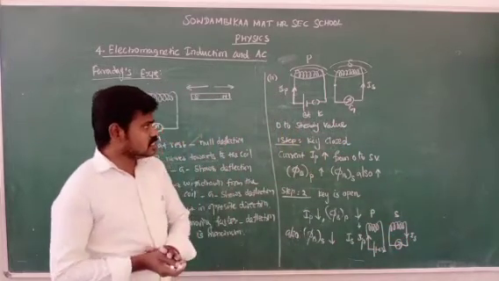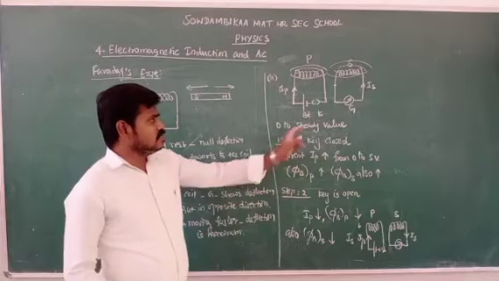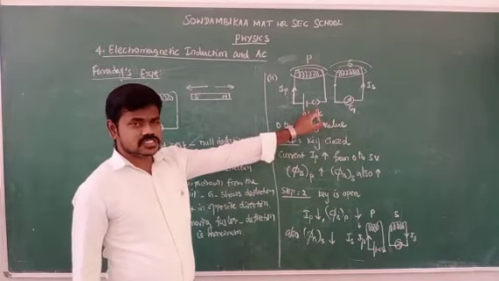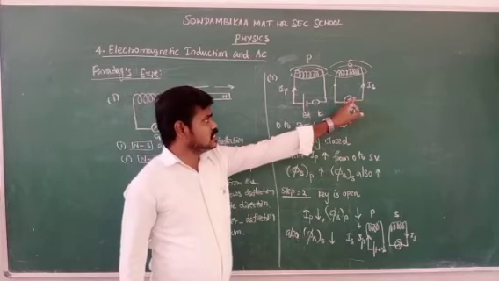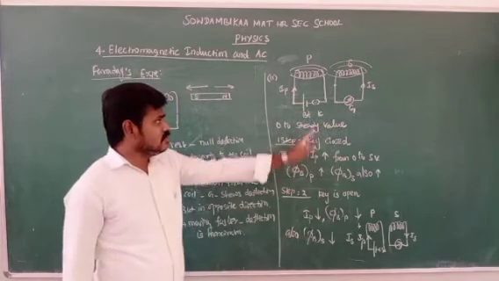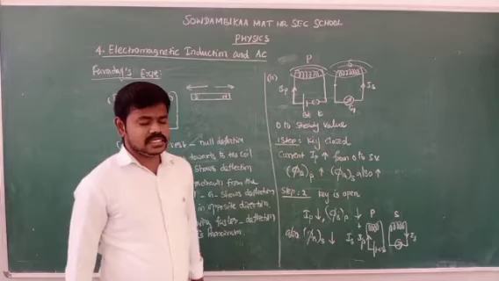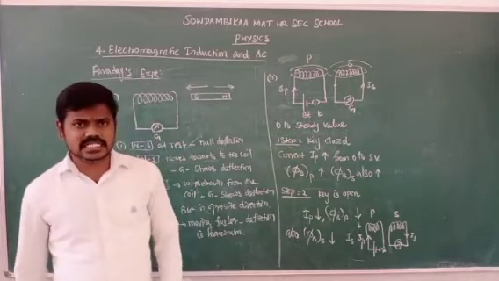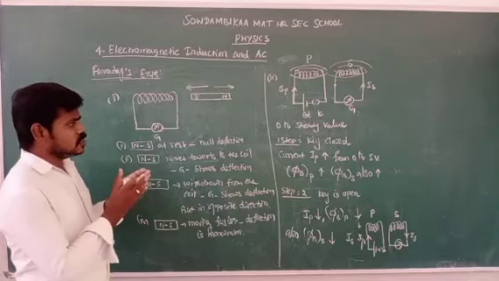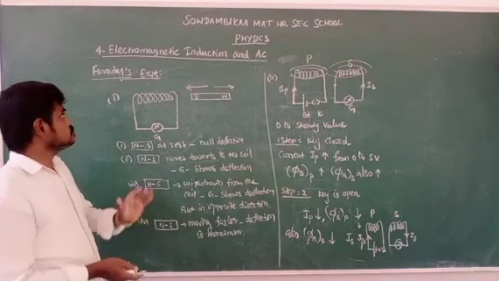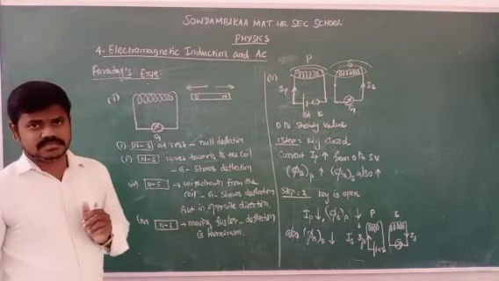So what is the conclusion? First one: when the key K is closed, the current is produced in the coil in one direction. When the key K is open, the current is produced in the coil in the opposite direction. This is a very important experiment of Michael Faraday.